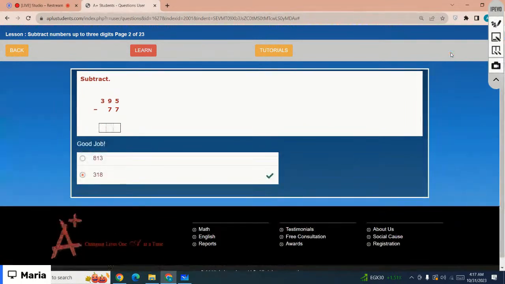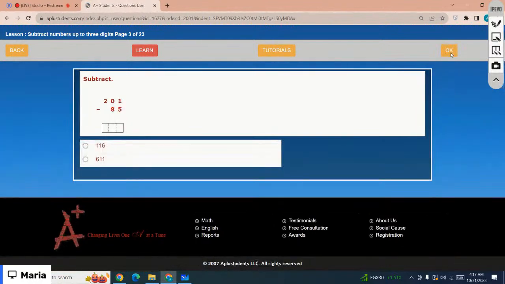Okay, the next one is 201 minus 85. So which is the correct option? How do you subtract? Again, you cannot subtract 5 out of 1, right? You need to borrow 1, but on the other side you have 0. So you need to borrow from the hundreds digit, right?